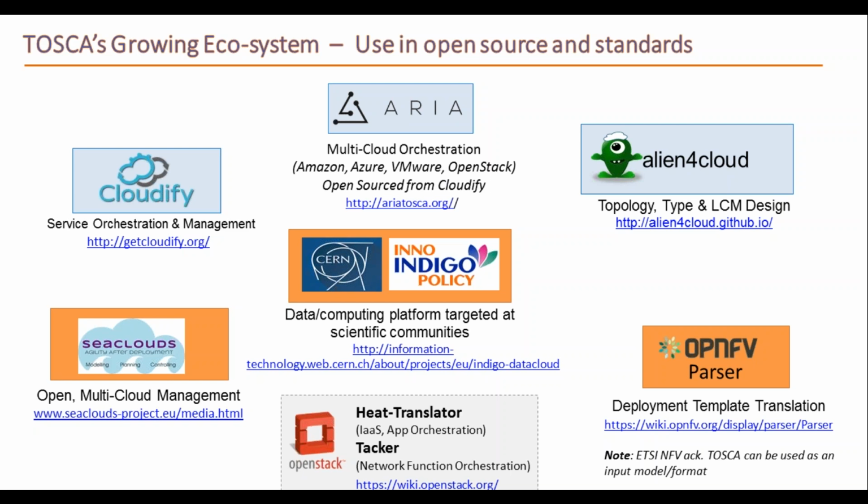Alien for Cloud is a type designer, workflow designer that works with Aria, that works with Cloudify. So some reps from Alien for Cloud, FastConnect is behind it. They are strong participants in the TOSCA working groups, and they're actually working on their workflow description in version 1.1. So if you want some graphical tools for type design in TOSCA and workflow design, Alien for Cloud is a great place to start.